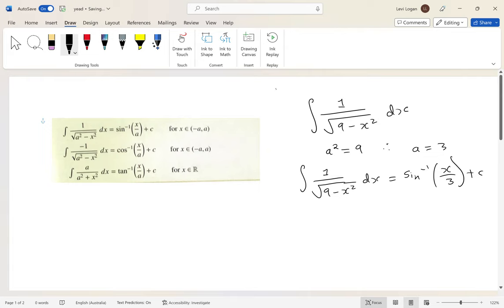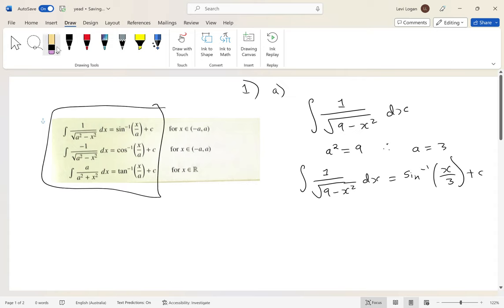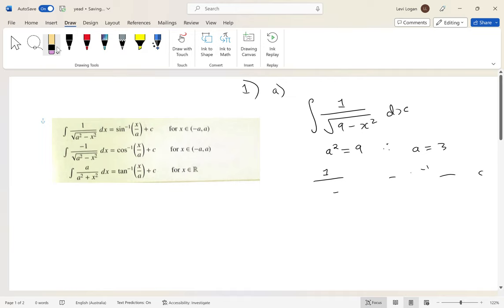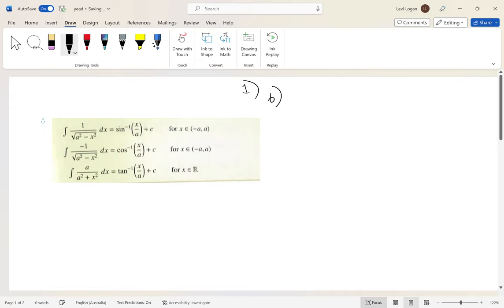Alright, so that was question 1a. If you want to, pause to try these questions before I go through them. This is included on the Queensland data sheet, but they won't always take this form, so you might have to fudge them around pretty much. Alright, so that was question 1. I'll write up question 2 and then we'll go through it. Alright, so B, integrate this.